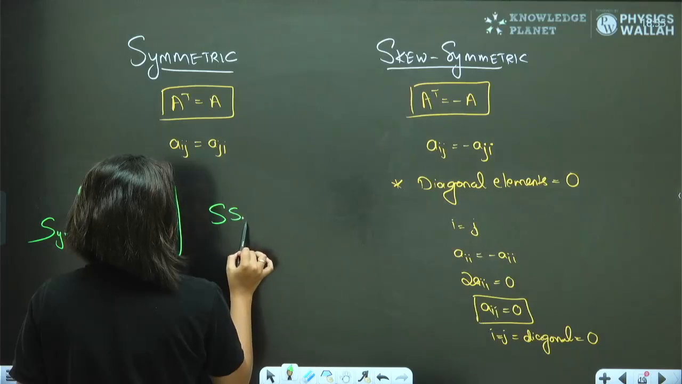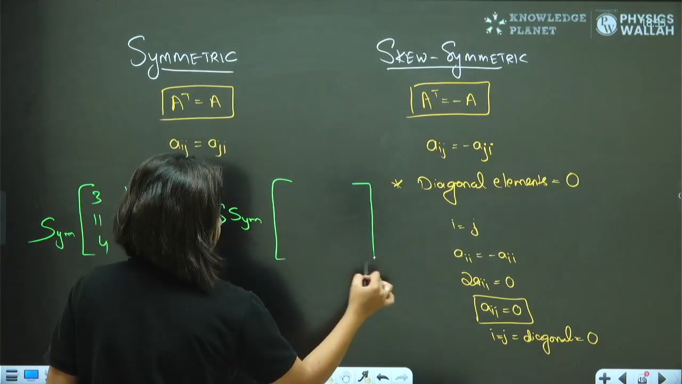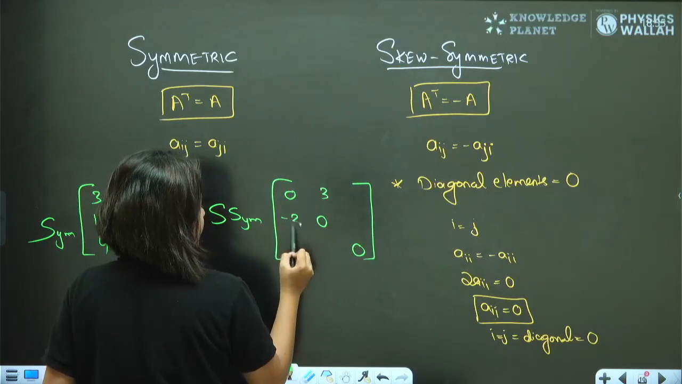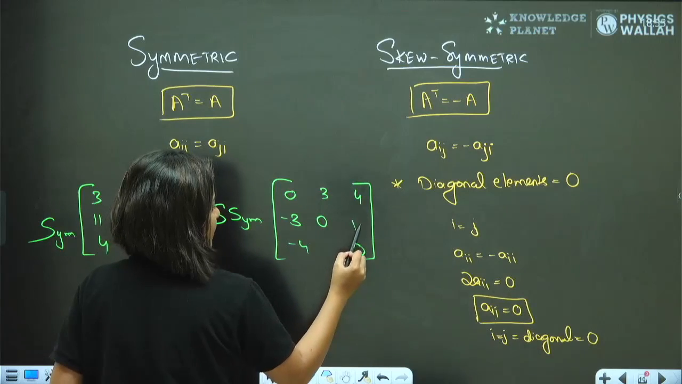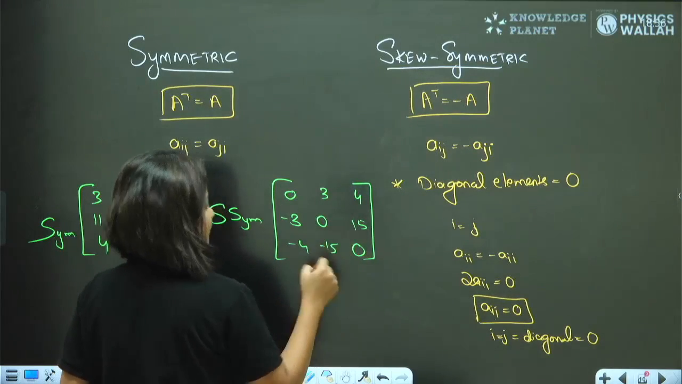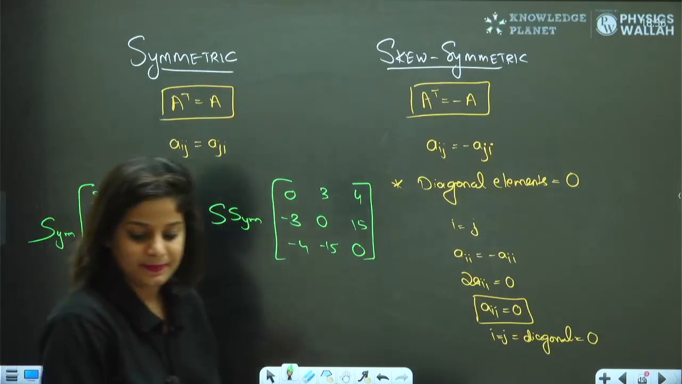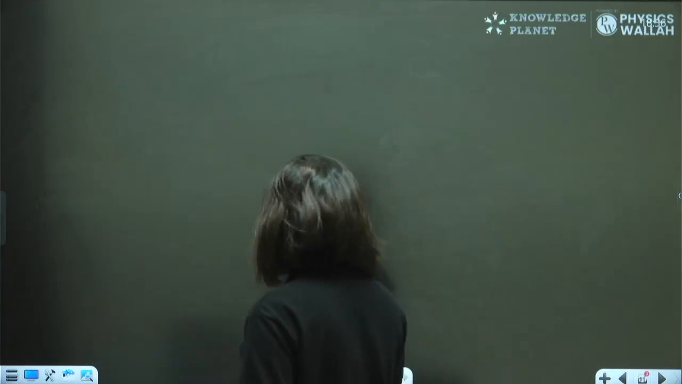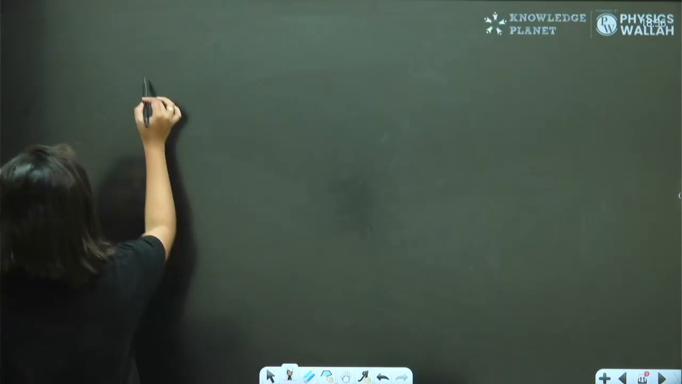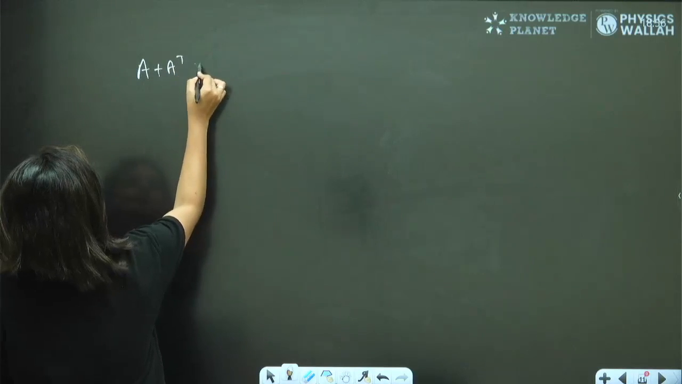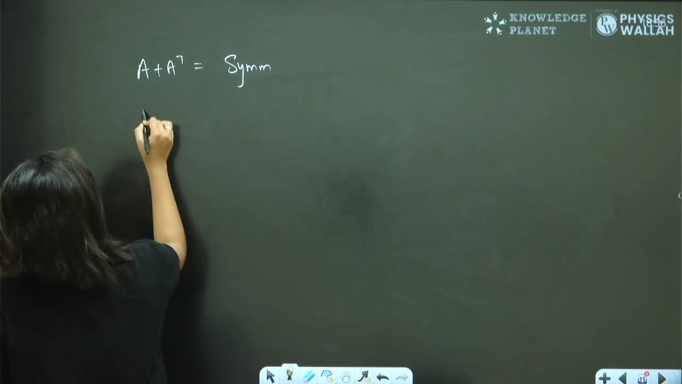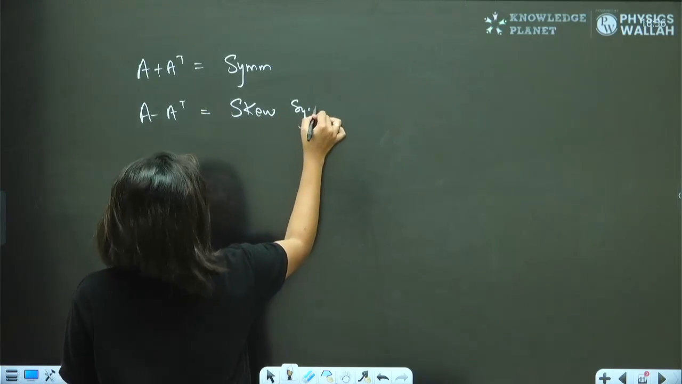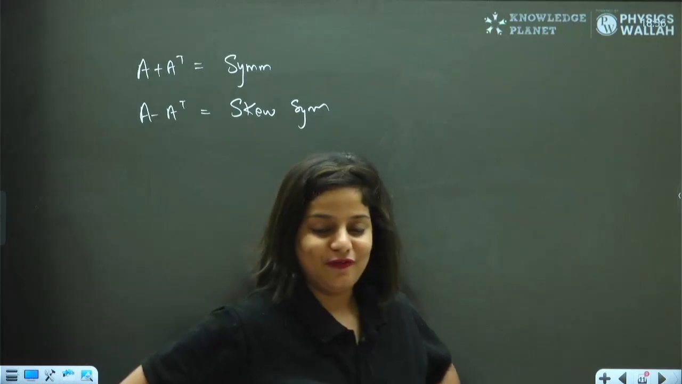And for a skew symmetric matrix, the first thing to notice is that the diagonals will be 0. And then of course opposite signs: 3 and minus 3, 4 and minus 4, 15 and minus 15. Something of that sort is your skew symmetric matrix. Got it, people? One formula related to skew symmetric matrices that we study: we know that A plus A transpose will always be symmetric and A minus A transpose will always be skew symmetric. Oh my god, I've been talking for 5 hours now.